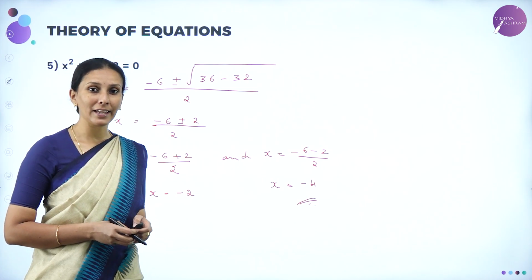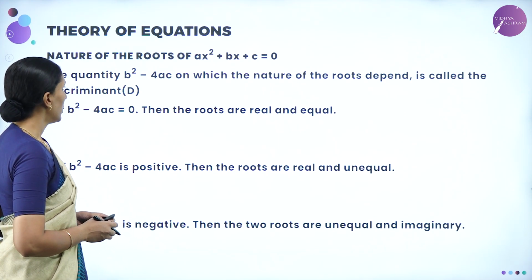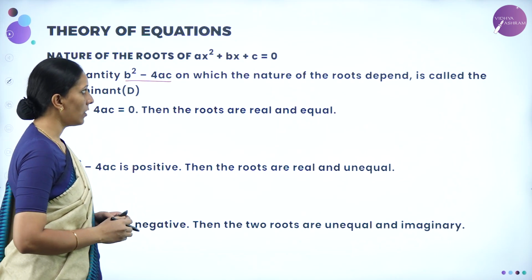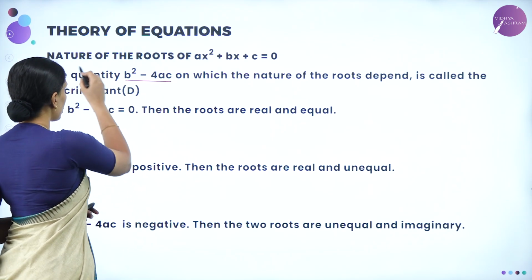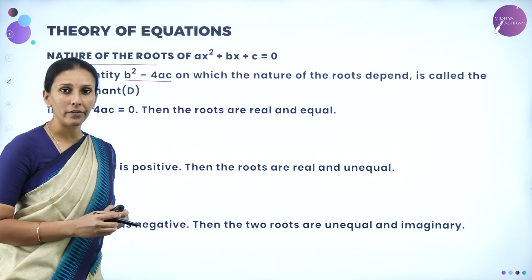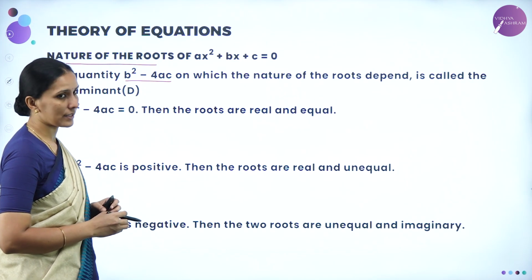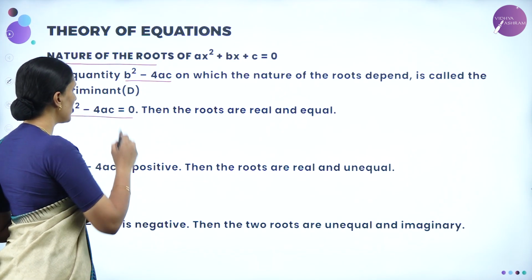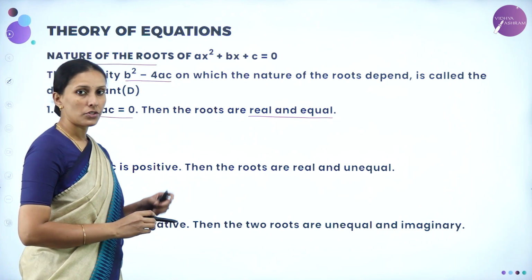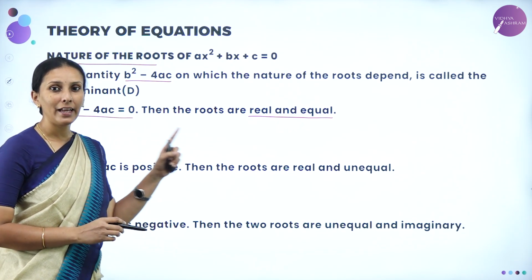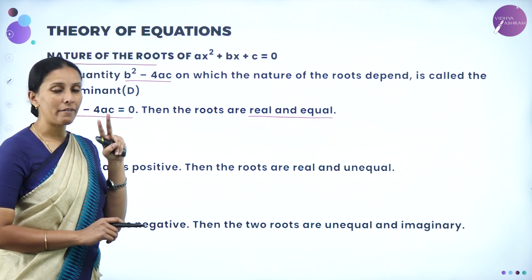Now we'll discuss the nature of roots. The nature of roots of ax square plus bx plus c is equal to 0 depends on the quantity b square minus 4ac, which is called the discriminant. So whether it is a real root or an imaginary root can be decided with the help of the discriminant. Now here, if b square minus 4ac is equal to 0, then we say that the roots are real and equal. If the discriminant value is 0, the roots are real and equal. That means you will get two roots which have the same value.